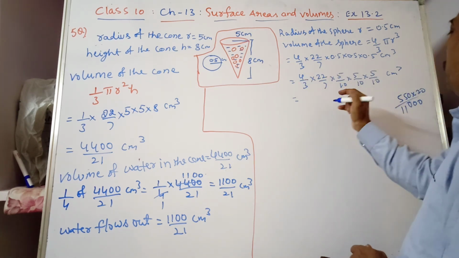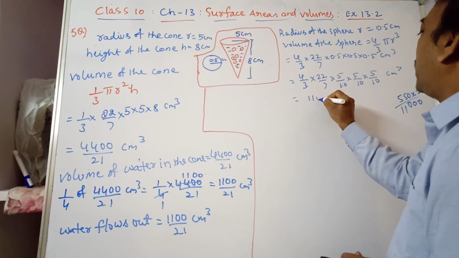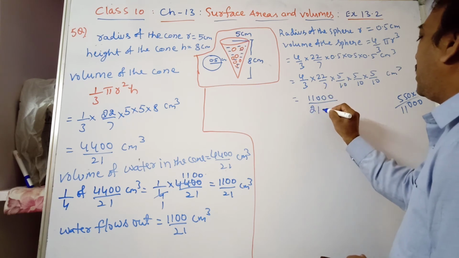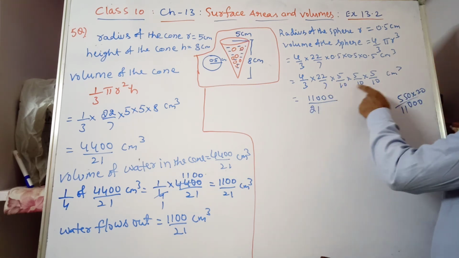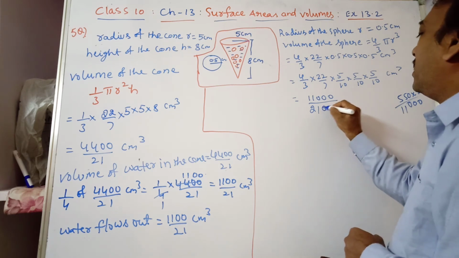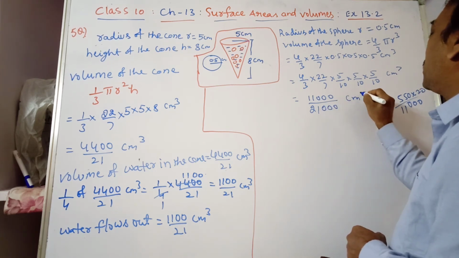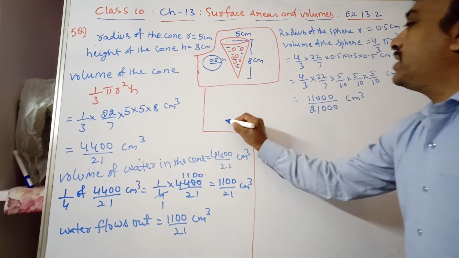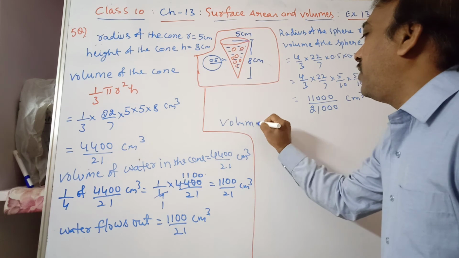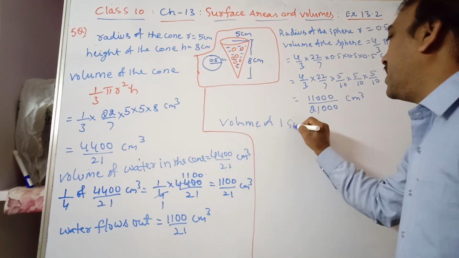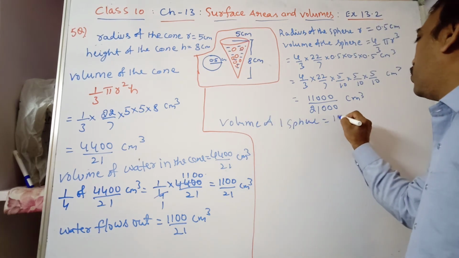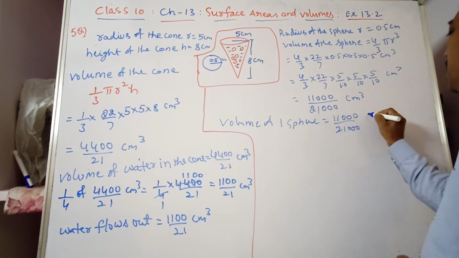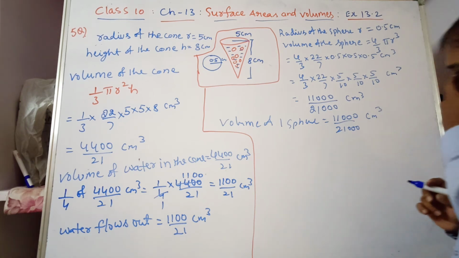So the product in the numerator is 11,000 by 3 sevens are 21, and besides this 10 into 10 into 10, that is nothing but 1000, so 3 zeros will be added, in centimeter cube. This is the volume of one sphere. Volume of one sphere is equal to 11,000 by 21,000 centimeter cube.